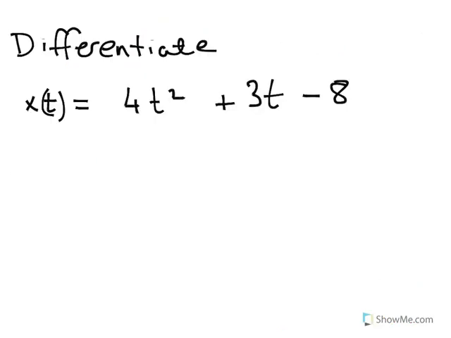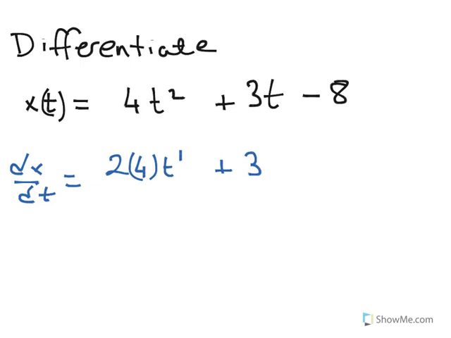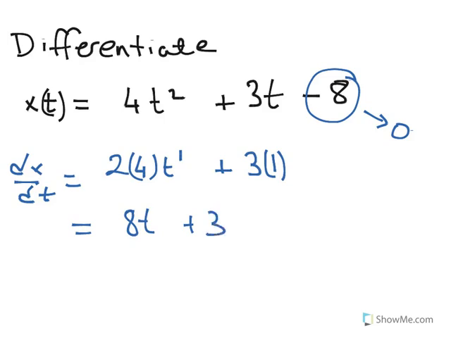I have another example, a more compound example here. Try this one yourselves. Pause the video now, give it a go. Okay, I'll run through it. So I've got dx/dt, and that's going to be 2 times 4t to the 1, plus 3. This t just goes to 1, and this t disappears and I have a 1 multiplying. This goes to 0. So my answer is 8t plus 3.